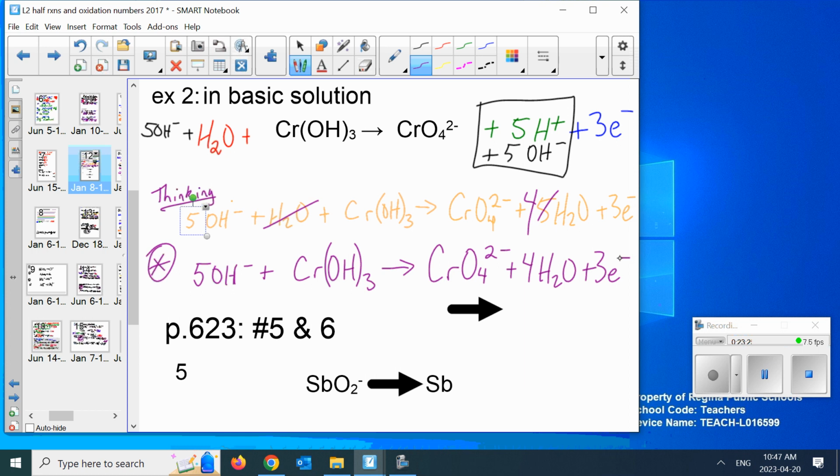2, 5, and 6. You're going to do it right now. They're the same thing. They're basic. So basically what you do is you balance it as acidic, and then put in the 2 extra hydroxides. Or for these 2 questions, add in hydroxides as the last step. Okay? 5 and 6.